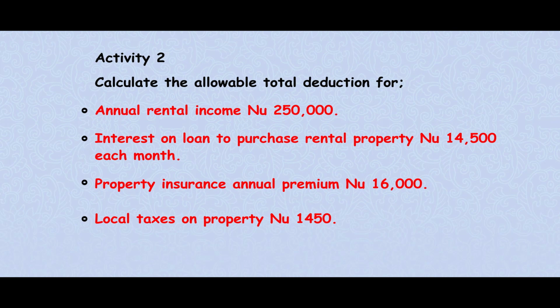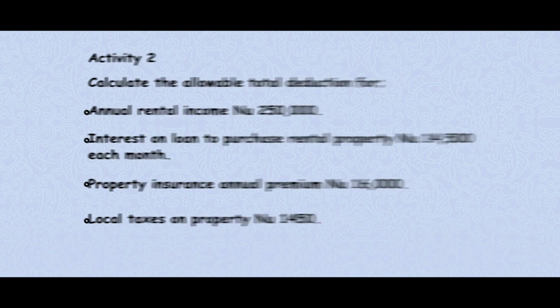And with this, I have a last question for you. With this, we are going to end the session. Before we end the session, I'm going to read out the question. Listen carefully. Activity. Calculate the allowable total deduction for annual rental income Nu 250,000, interest on loan to purchase rental property Nu 14,500 each month, property insurance annual premium Nu 16,000, local taxes on property Nu 1,450. So you can calculate the total deduction.